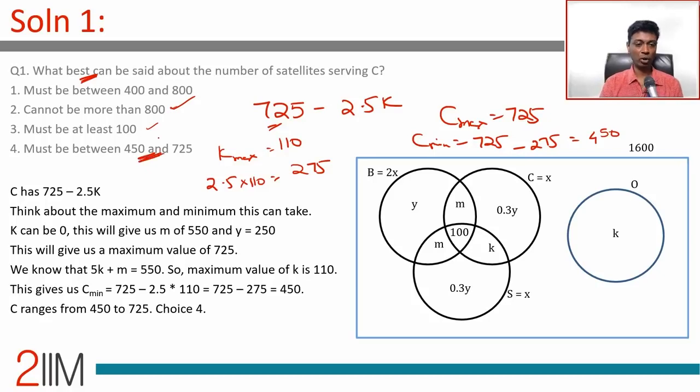This is very appropriate. Remember, these are all true, but these are not the best that can be said about C. So don't just look at a choice, evaluate whether it is true or not, and mark the answer. This is the best description of the number of satellites serving C.